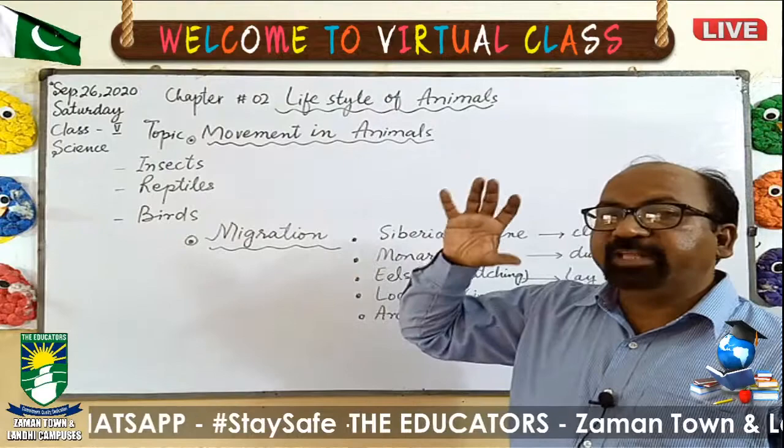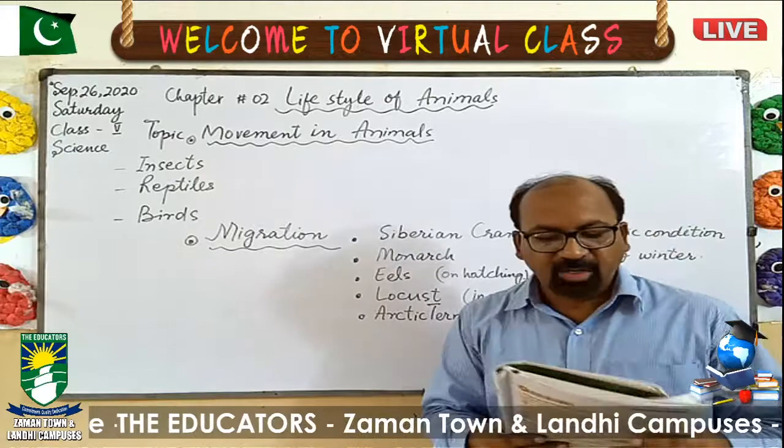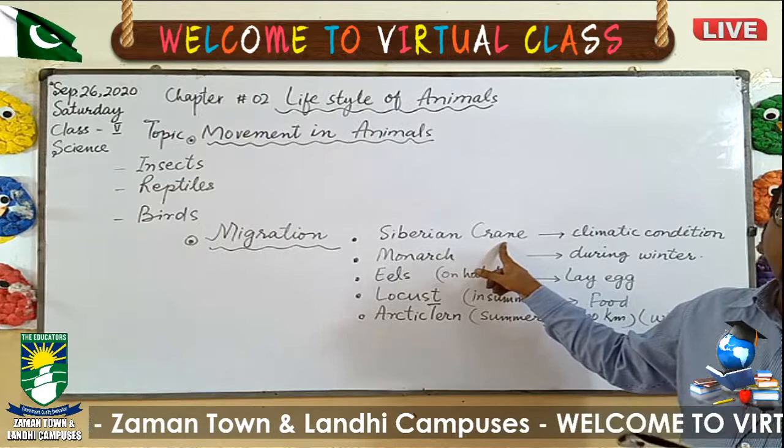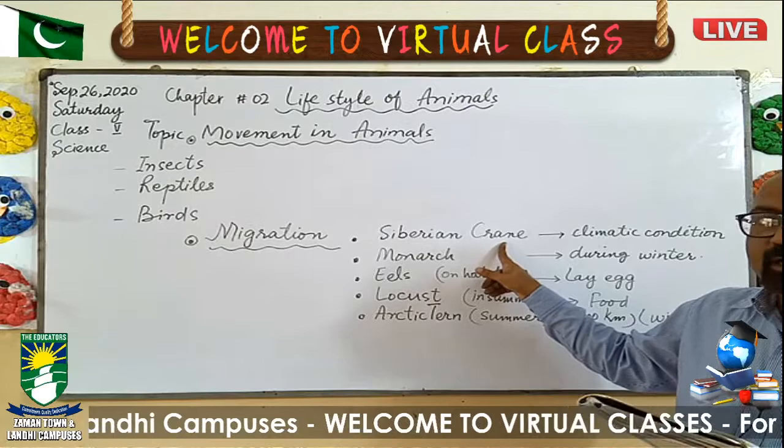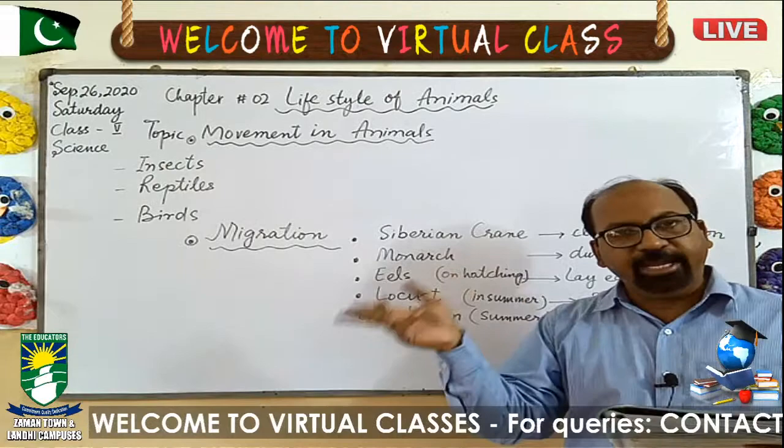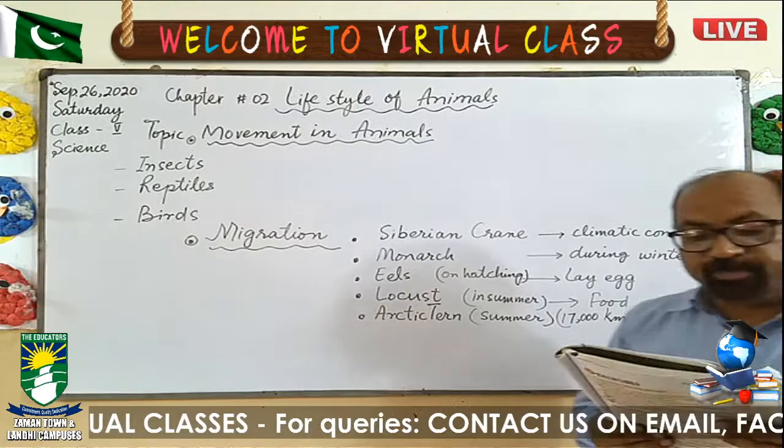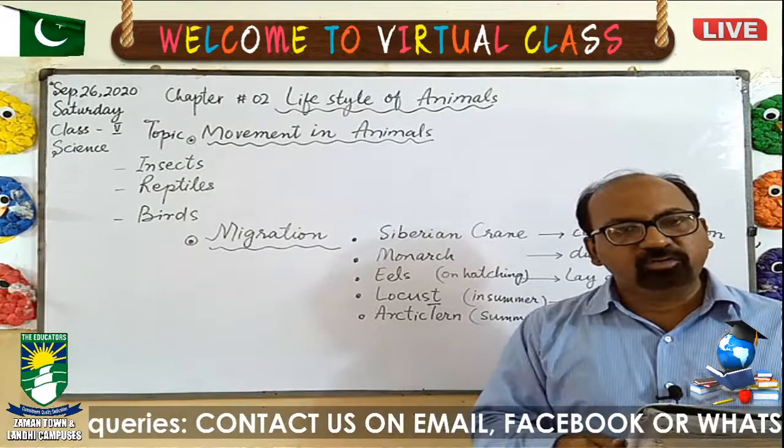And the Siberian crane visits Pakistan every year in winter. It means the place where they are present has severe winter weather, so they move from there to Pakistan in the winter. It then goes back to Siberia during summer. And during summer, they go back to Siberia. The picture of the Siberian crane is present in your book.